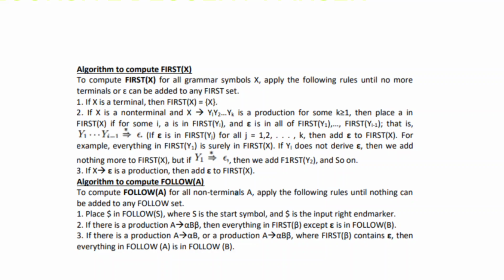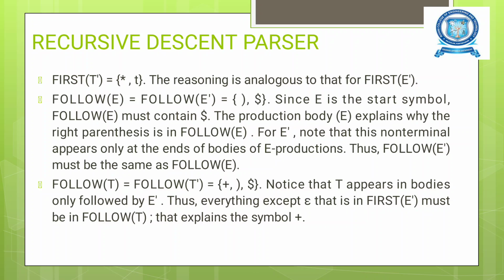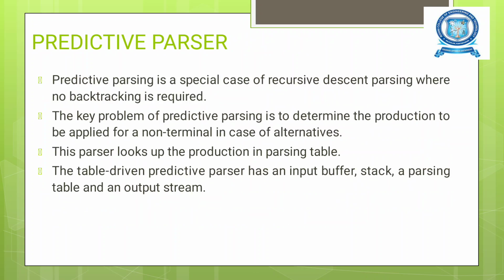First, if the term following the non-terminal is a terminal, that terminal is the follower. Second, if the following term is a non-terminal, take the first of that term. Third, if that first contains epsilon, we have to find the follow of the left-side non-terminal A for the follow of B. These are the procedures for the recursive descent parser, and how to find first and follow for a given grammar.